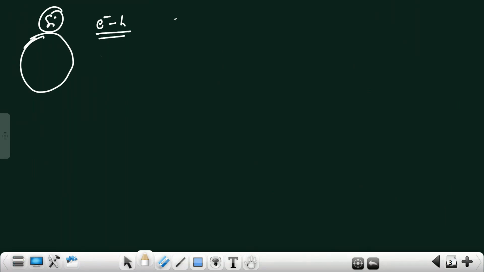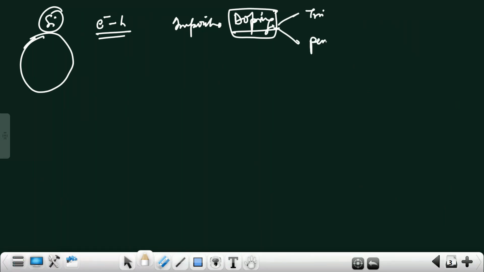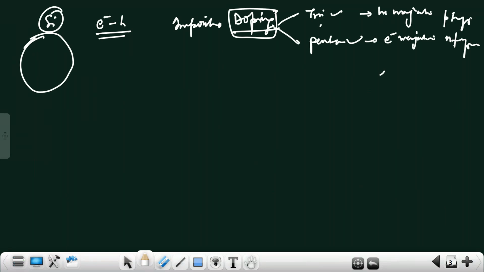We need to add impurities, right? That is called doping, right? Doping with what? Doping with either trivalent atom or pentavalent atom, right? If you dope it with trivalent atom, you will get hole majority, right? If you dope it with pentavalent atoms, you will get what? Extra electron, means electron majority material, right? So this is called N type. This is called P type. Clear?